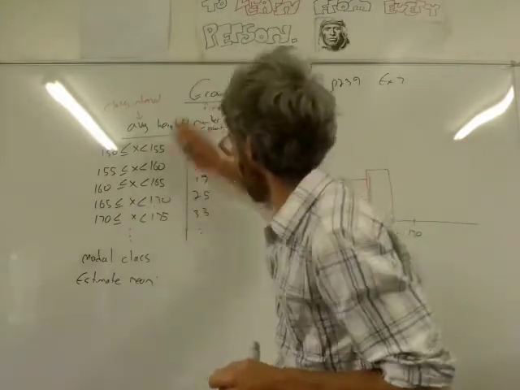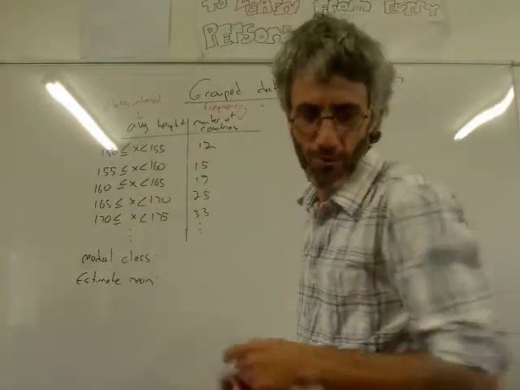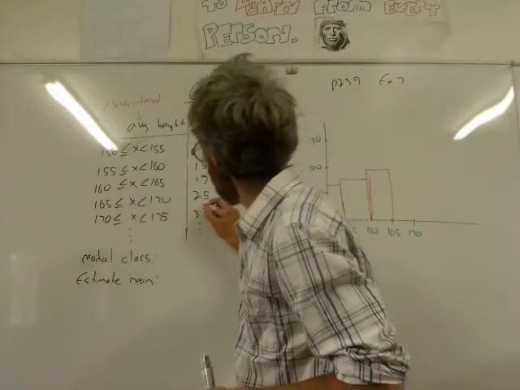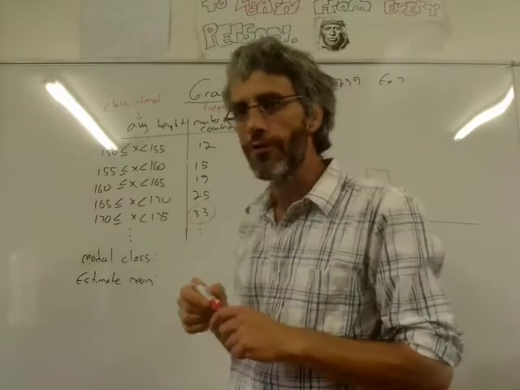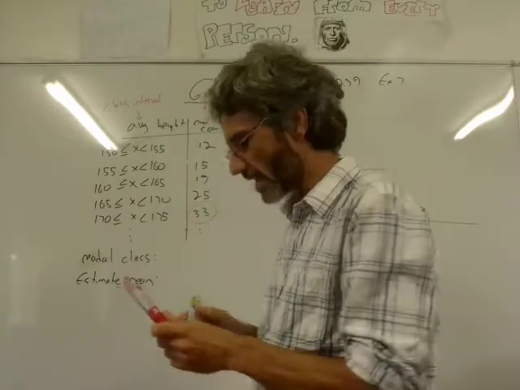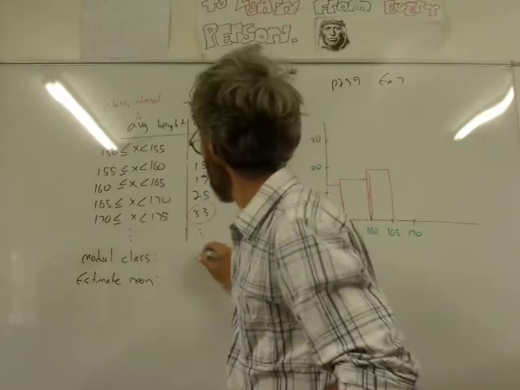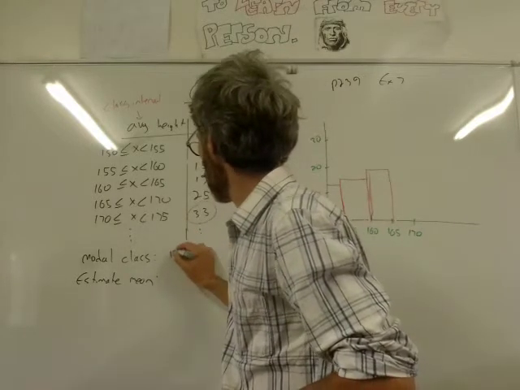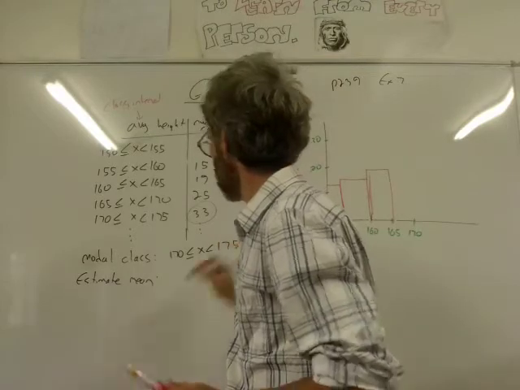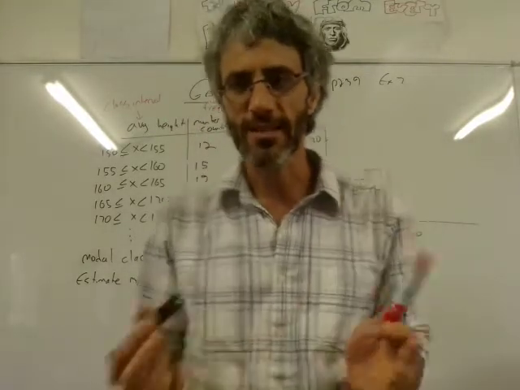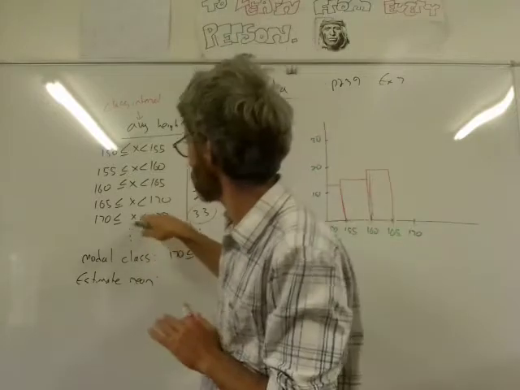I didn't draw the whole table. You can look at the rest on page 239. But we actually included the modal class. This is the modal class. But the answer is not 33. 33 is the frequency, the highest frequency. So the modal class is x larger or equal to 170 and smaller than 175. That has the highest frequency, but you need to quote what the modal class is.